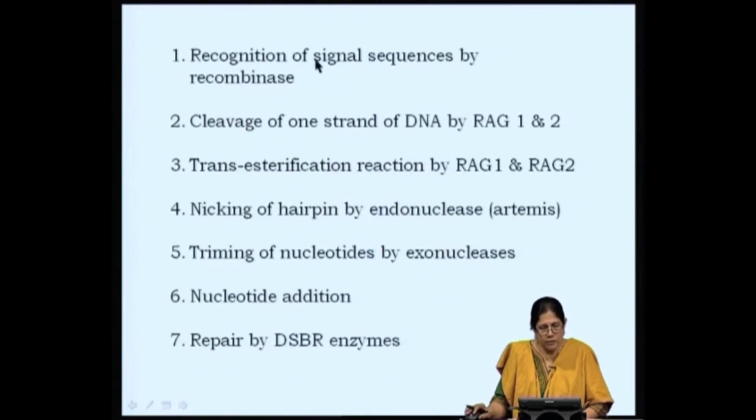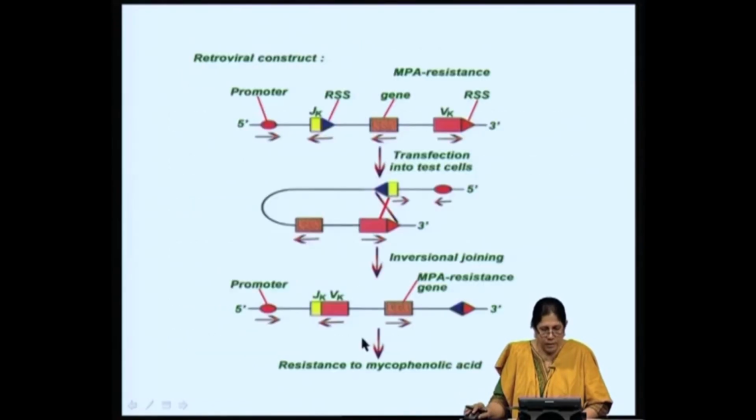So, recognition of signal sequences by recombinase machinery, that is the RAG 1 and 2, cleavage of one strand of DNA by RAG1 and 2, transesterification reaction by RAG1 and 2, nicking of hairpin by endonuclease Artemis, trimming of nucleotides by exonucleases, then nucleotide addition and repair by double strand break repair enzymes.